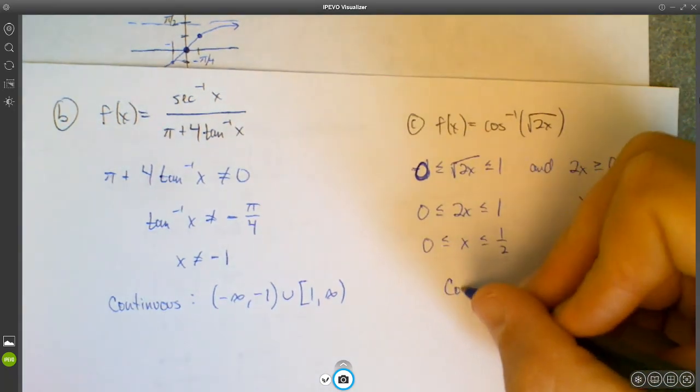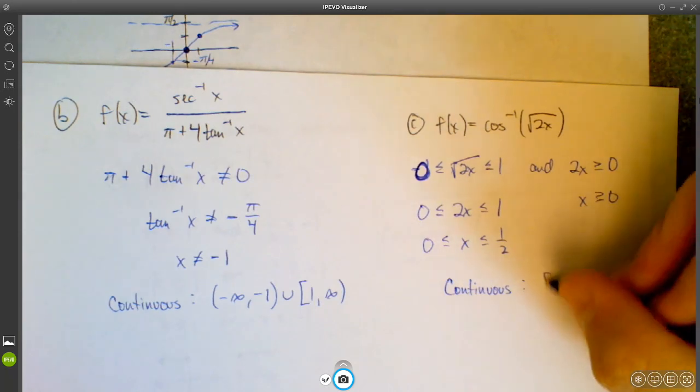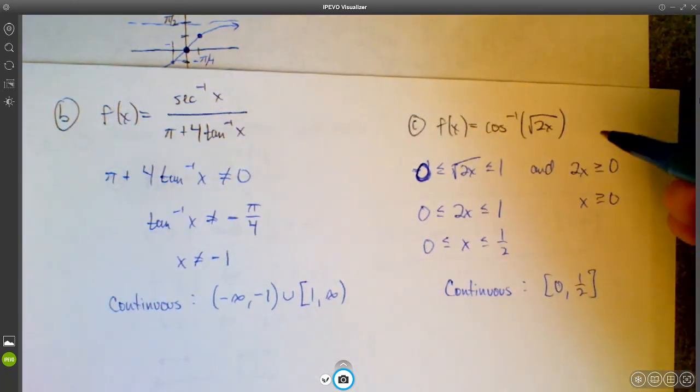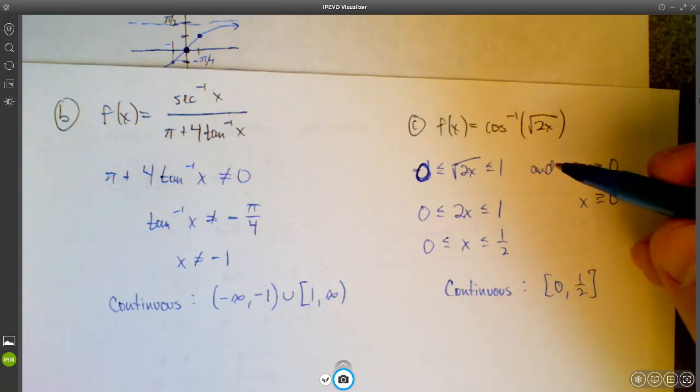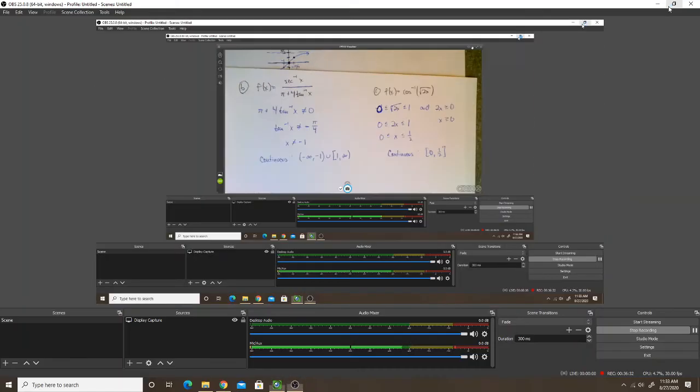Okay, so there you go. This function is continuous from 0 to 1/2. Very interesting. Okay, so that's that. That's how continuity works for these things, and that's all I have to say for now.